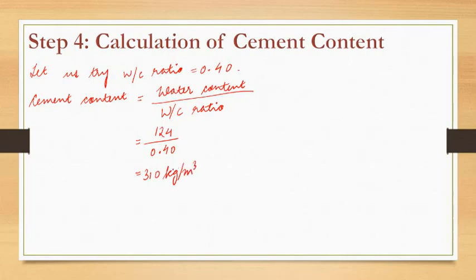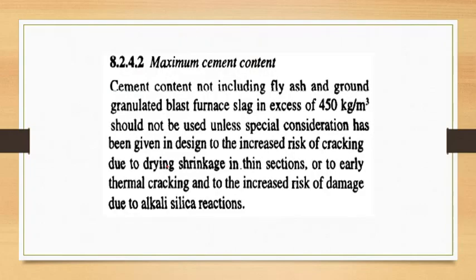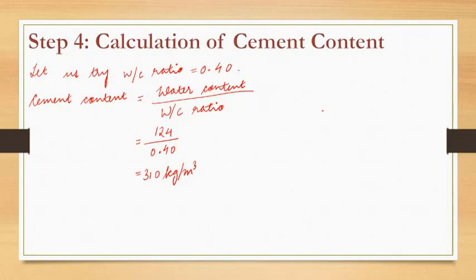Here there are two checks. First check is that it should be less than the maximum cement content, which is given in clause 8.2.4.2 of IS 456-2000. Sorry, in the previous video by mistake I had written it to be IS 10262, but it is IS 456. So the maximum cement content is 450 kg per meter cube. So it should not exceed that. And the second check is that it should be more than the minimum cement content. So the first is that it should be less than the maximum cement content, that is 450 kg per meter cube.